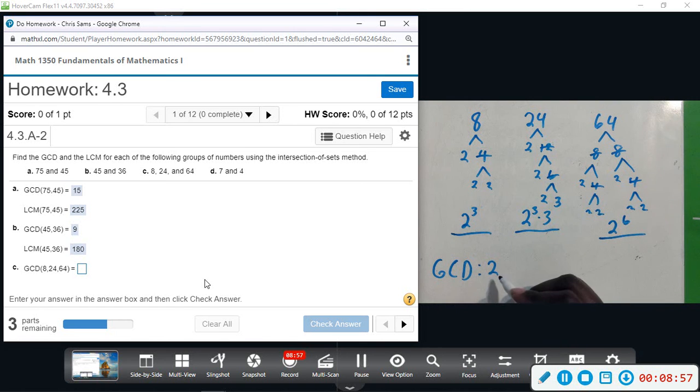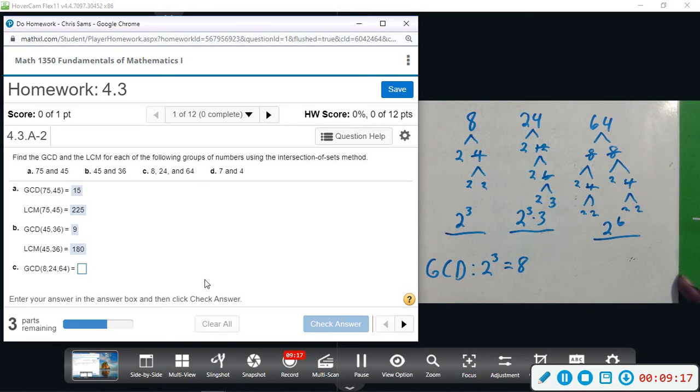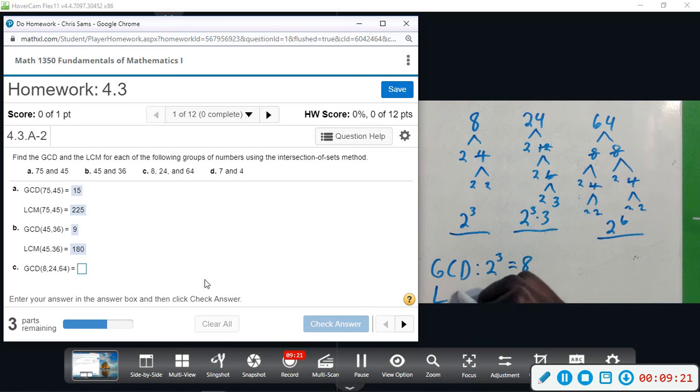When you do greatest common divisor and you're doing prime factors, you're going to take the smallest exponent in every number that they have in common. So they only have 2 in common, and they all have 3 that they could give up. So 2 to the 3rd, which is 8, is going to be our greatest common divisor. And then least common multiple. Let's go ahead and do that one here. LCM, because that's going to be next.